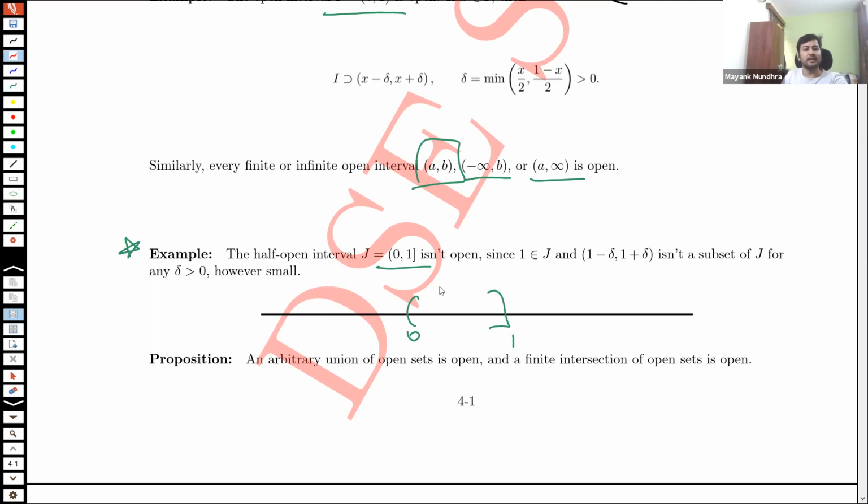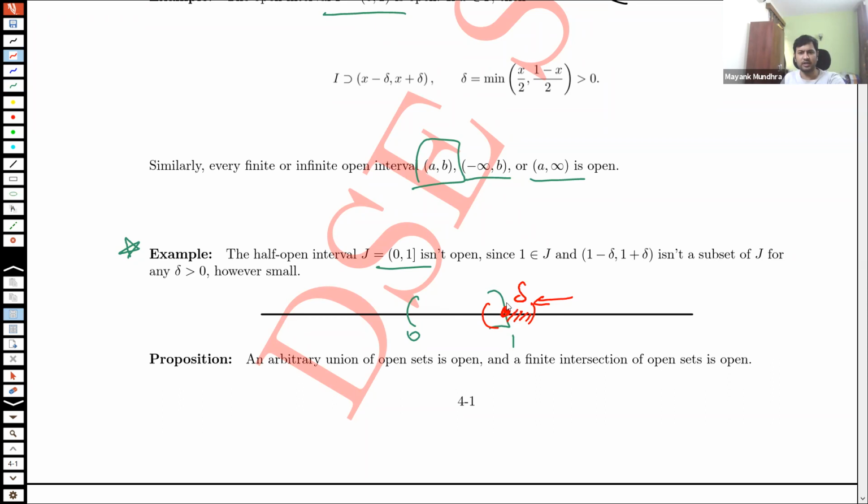So in this case, for all the points except 1, the condition is going to be satisfied. If you take 1 and construct an interval around it, the right side is going to protrude outside the set. No matter how small you make this, you can push this as close to 1 as possible, but you cannot make it 1. You cannot make this delta 0.